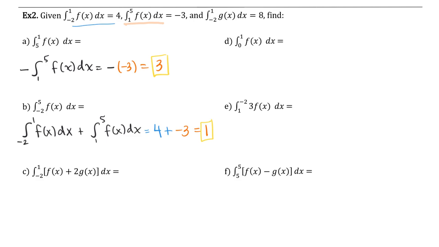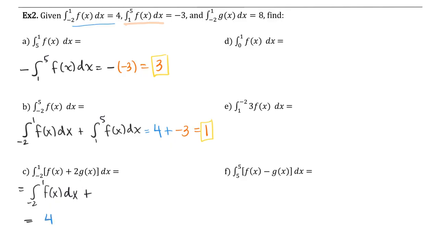Okay, negative 2 to 1 of f of x plus 2 g of x dx. Do I know negative 2 to 1 of f of x? I do. So algebraically, I'm going to show you the setup, although I would not show this step. I'm going to show it to you for your notes. So for negative 2 to 1, f of x dx, I know the answer to that. That is 4.